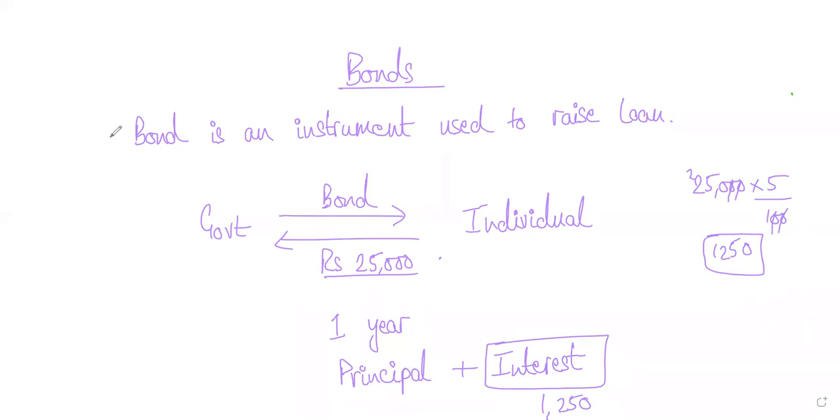So what was the purpose of a government issuing bonds? Students, are you with me or not? Why am I explaining this in detail? Because otherwise, the next thing that we will do, open market operations, you will not be able to understand until you know what a bond is. So a bond is an instrument used to raise a loan.